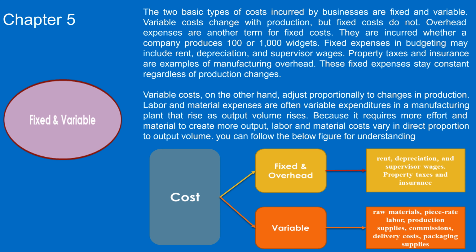Variable costs, on the other hand, adjust proportionally to changes in production. Labor and material expenses are often variable expenditures in a manufacturing plant that rise as output volume rises. Because it requires more effort and material to create more output, labor and material costs vary in direct proportion to output volume. You can follow the below figure for understanding.